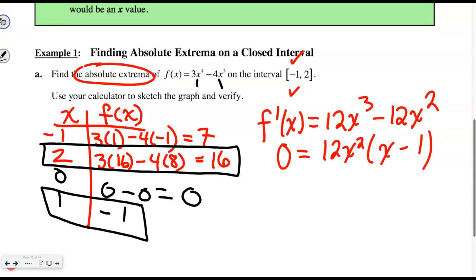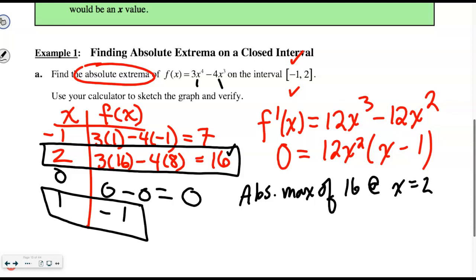So if you had to write that out on a test, you would say abs max of. So that the maximum is the y value. It's the absolute highest it goes. So you would say absolute max of 16 at x equals 2.